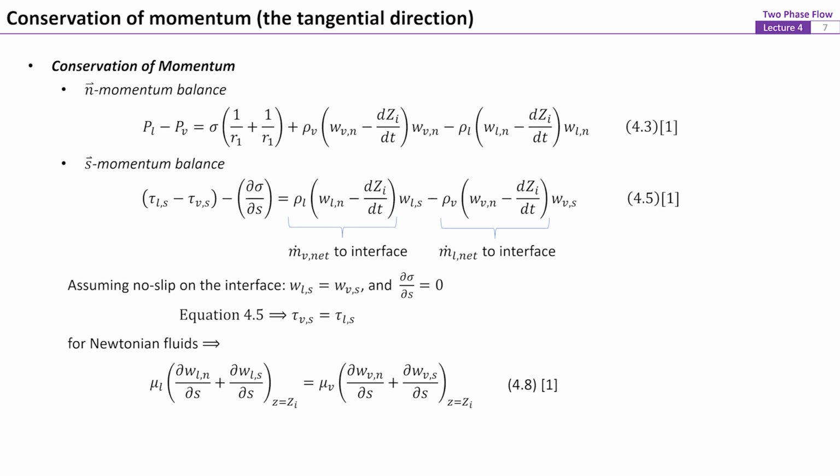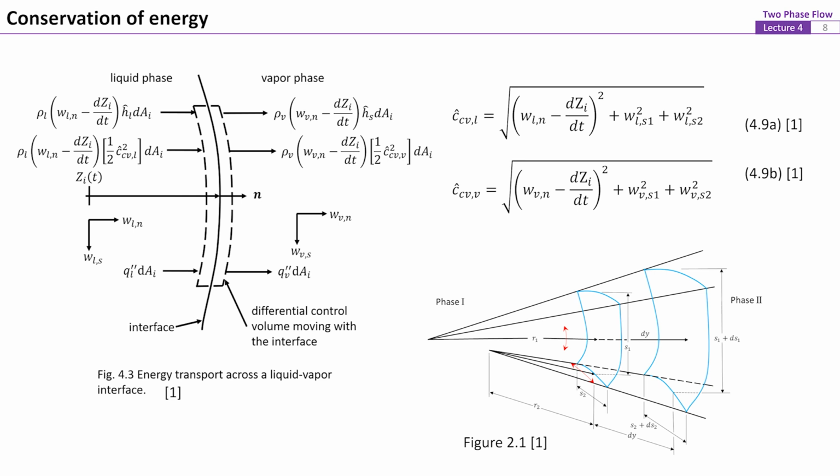This figure on the left shows the conservation of energy of the thin control volume across the liquid-vapor interface. Notice that both the fluid enthalpy and the kinetic energy of the fluid are considered. H is the enthalpy of the fluid. Equations 9a and b show the definitions of the speed for vapor and liquid respectively.